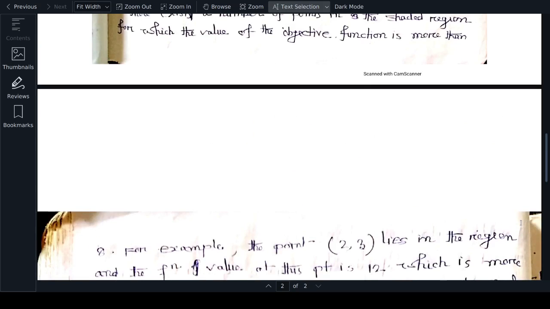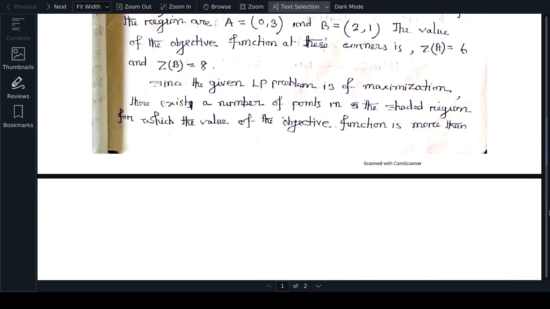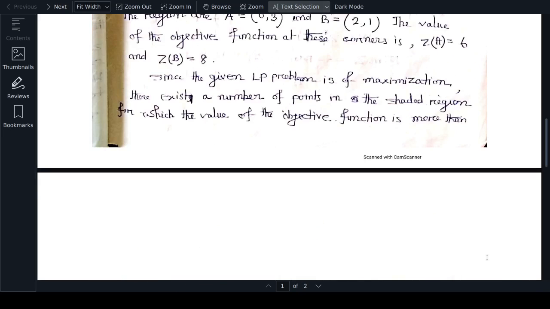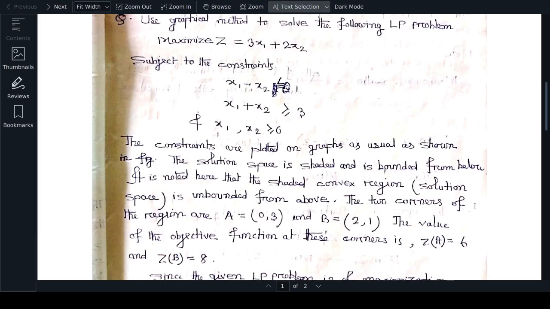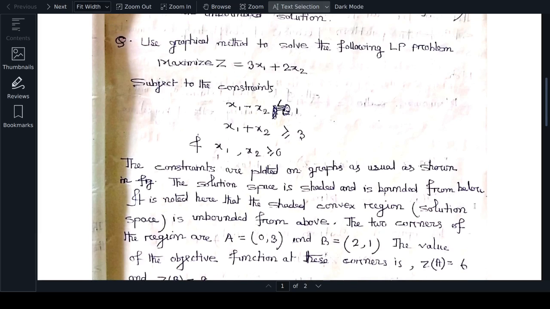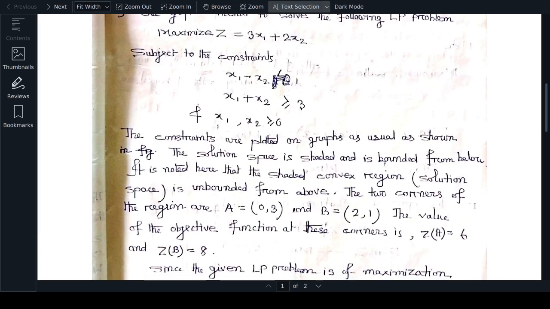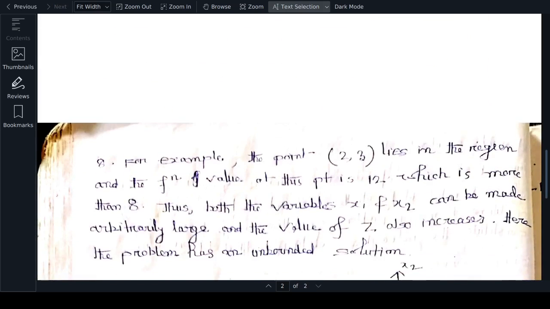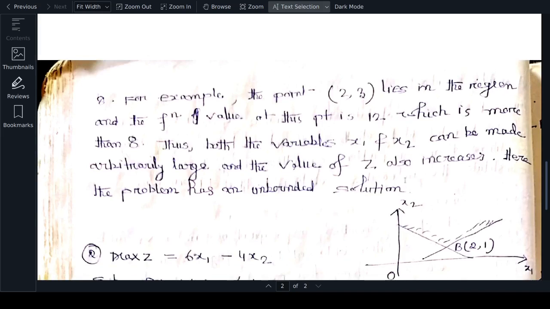Then the objective function at these corners is z. For each coordinate, you substitute in the objective function 3x1 plus 2x2. At A, 0,3, the value is 6. And at 2,1, the value is 8. Which one is greater? 8. We consider up to this 8 as our answer.